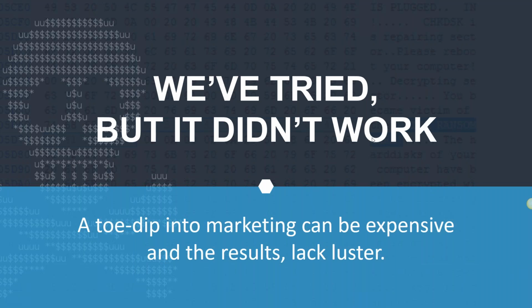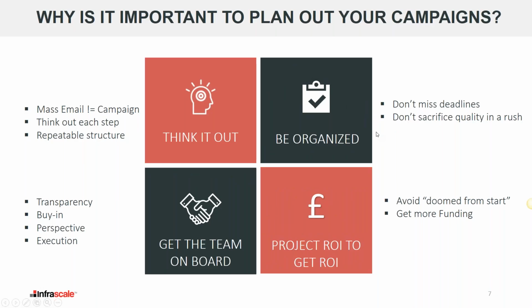The importance of really going through campaigns in a transparent way is that one, you don't leave any gaps, and two, you know that if you have a well thought out campaign, that you have a repeatable structure that you can use for others. You need some organization so that you don't miss deadlines. You need organization so that you don't almost miss a deadline, but you end up sacrificing quality to meet the deadline. And then, of course, just getting the whole team on board.